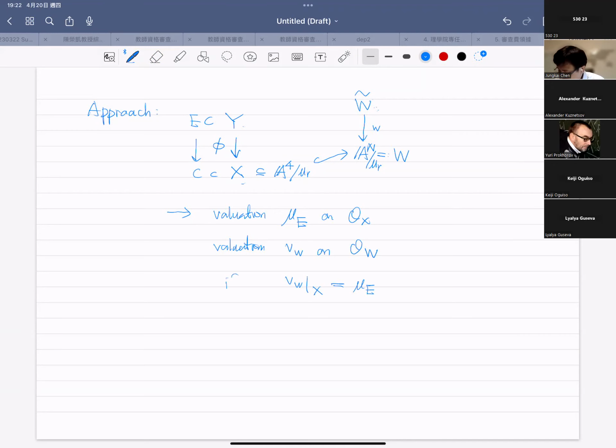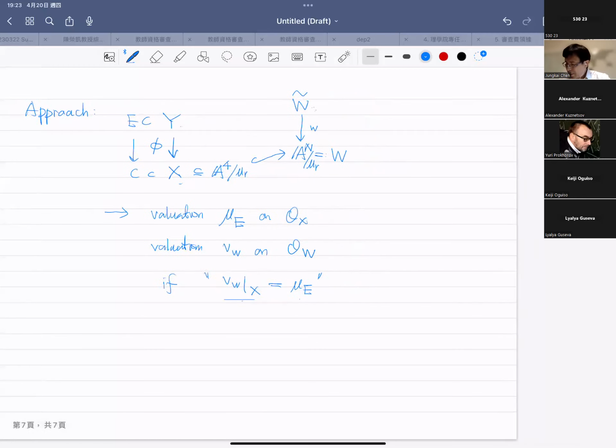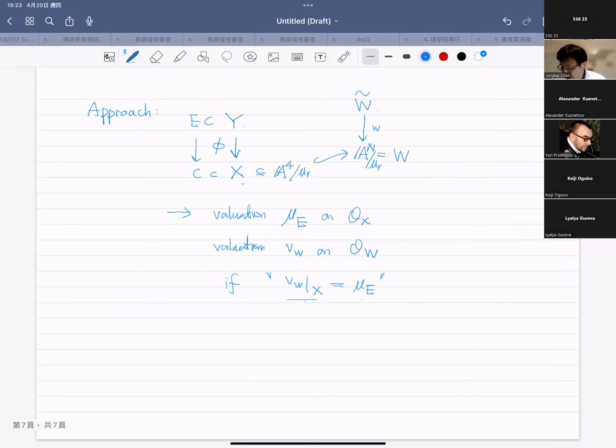So if this condition is satisfied, then it seems that we win. But the one thing I need to explain is what we mean by the restriction of the valuation, and also how we compare this kind of restriction of valuation with the given valuation. So this is the first step.